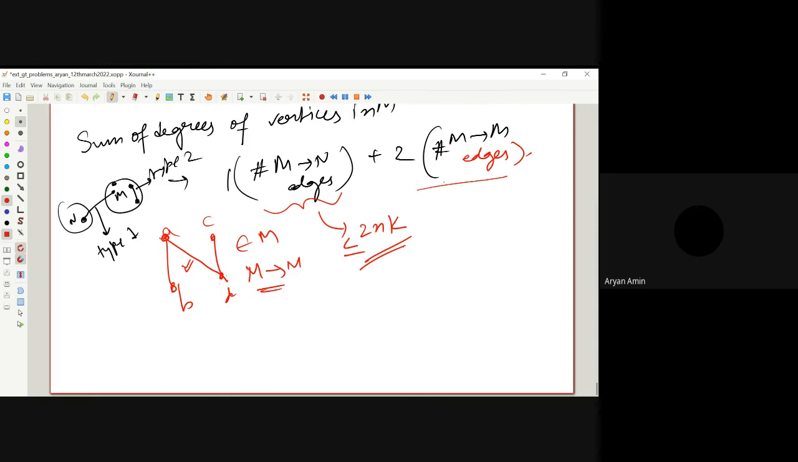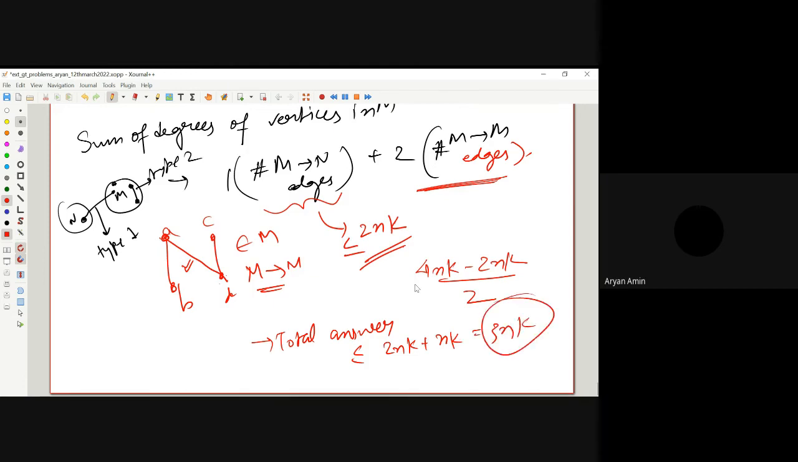So how many M to M edges are there? That is just (4nk minus 2nk) by 2, which is nk. So the total answer is 2nk plus nk, which is 3nk. So yeah, does anyone have any questions?